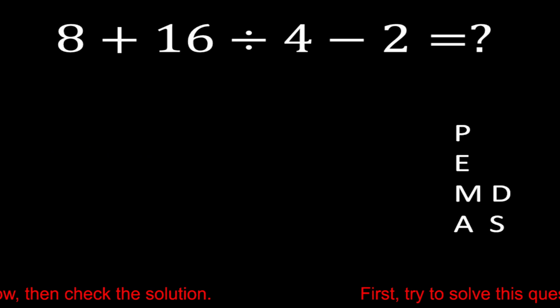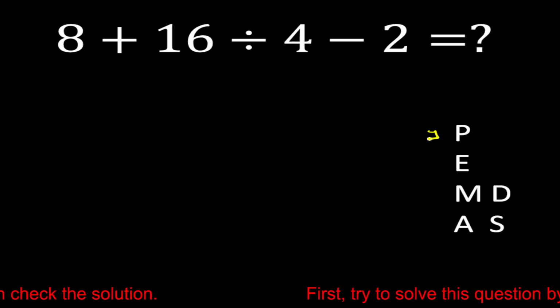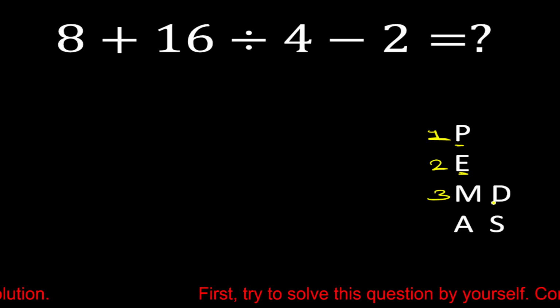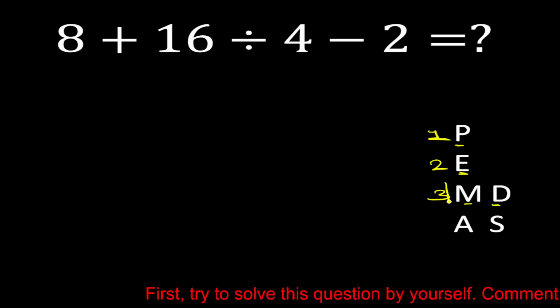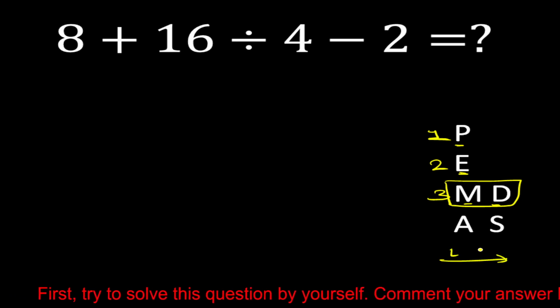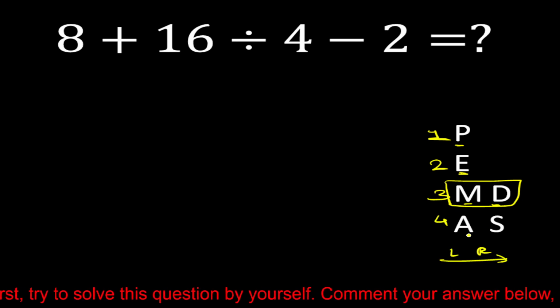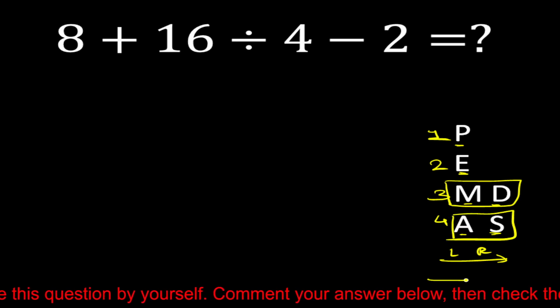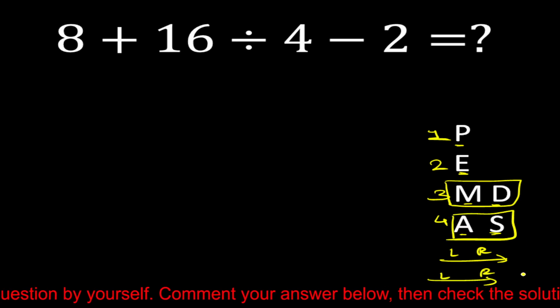According to the PEMDAS rule, first priority is parentheses, second priority is exponents, third priority is multiplication and division. Here multiplication and division both have equal priority, so we have to solve it from left to right. Fourth and last priority is addition and subtraction. Also addition and subtraction both have equal priority, so we have to solve it from left to right.